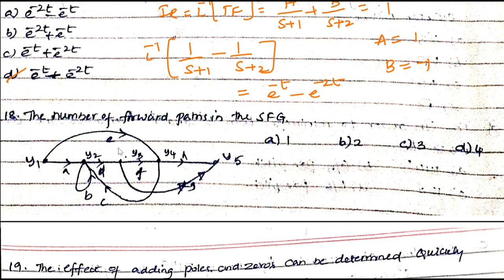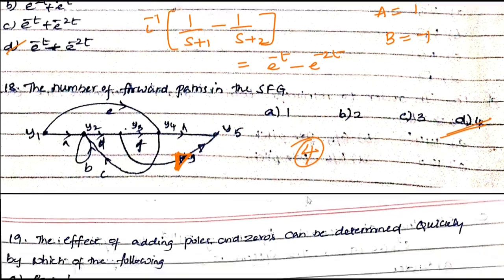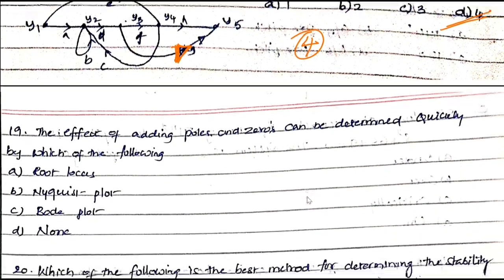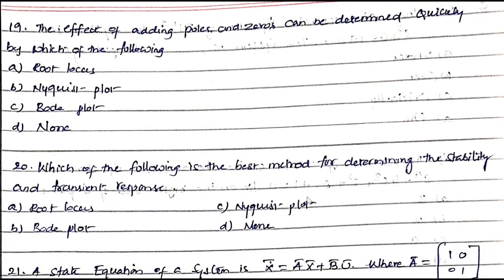Next one, the number of forward paths in a signal flow graph. Observe the signal flow graph here, where the direction is upwards like this. You can try it. The number of forward paths is 4 for this question. And next, the effect of adding poles and zeros can be determined quickly by which of the following methods? The effect of adding poles and zeros can easily be determined with the help of the Bode plot.